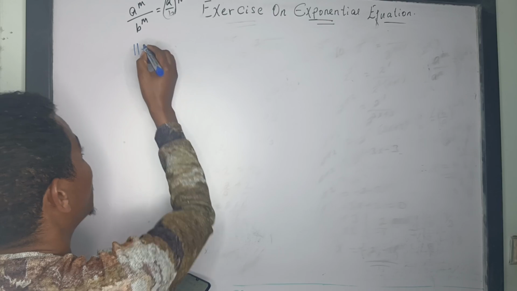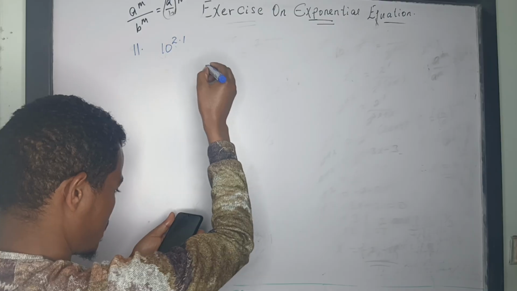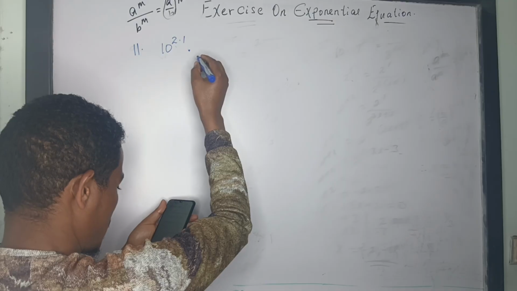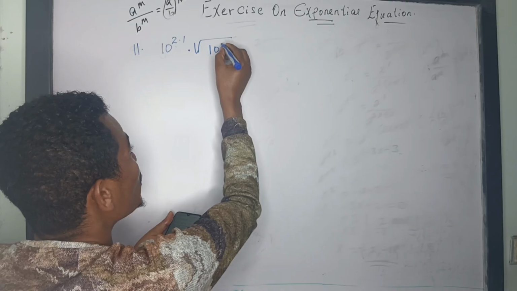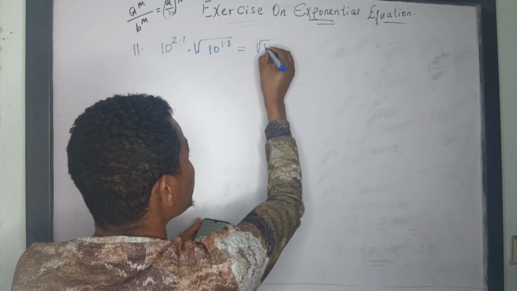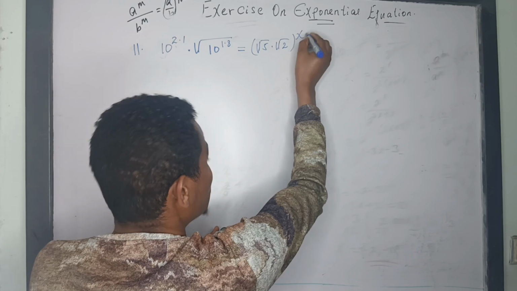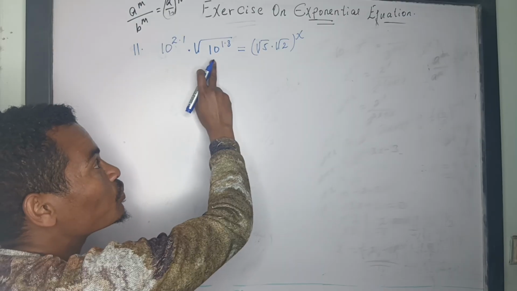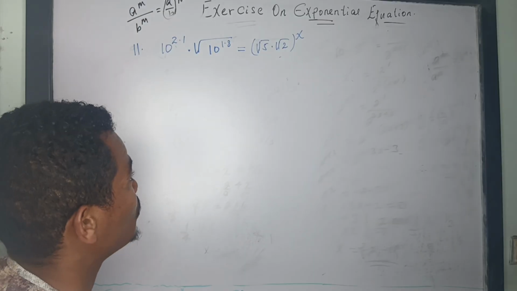Question number 11, okay. If 10 to the power of 2.1 times the square root of 10 to the power of 1.8 is equal to the square root of 5 times the square root of 2 to the power of x, then what's the power of x? 10 to the power of 2.1 times the square root of 10 to the power of 1.8 is equal to square root of 5 times square root of 2 to the power of x. So what's the power of x?